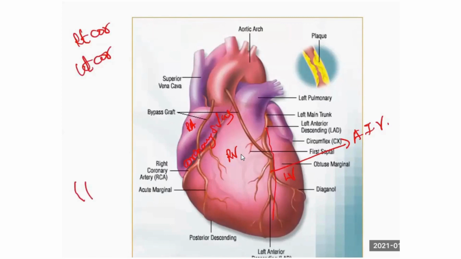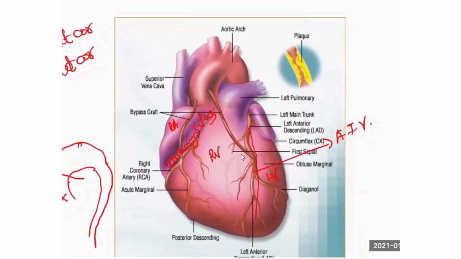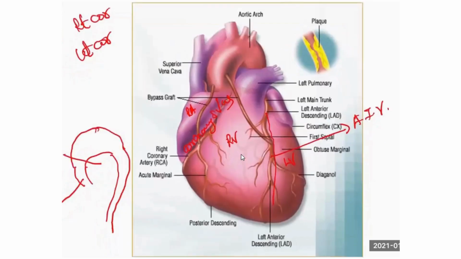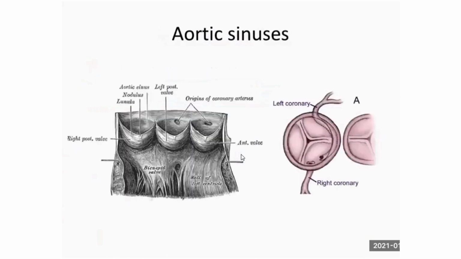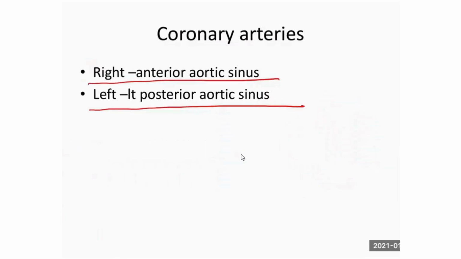Remember, ascending aorta continues as arch of aorta. Arch of aorta continues as descending thoracic aorta. What you should remember is that at the level of the ascending aorta, coronary arteries arise from the aortic sinus. Right coronary artery arises from the anterior aortic sinus. Left aortic sinus gives rise to the left coronary artery. Can you see this? These are the aortic sinuses present on the ascending aorta. This you should remember: right coronary artery arises from the anterior aortic sinus and left coronary artery arises from the posterior aortic sinus.